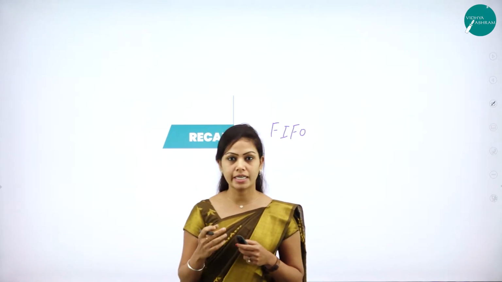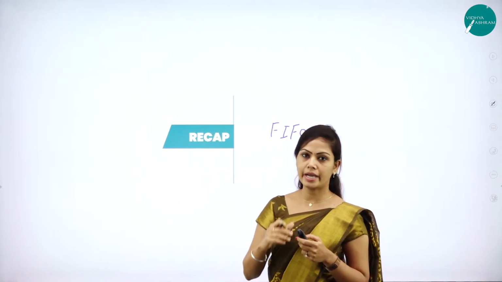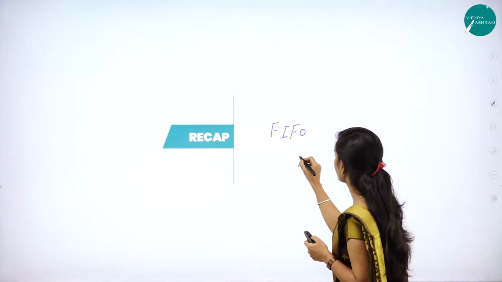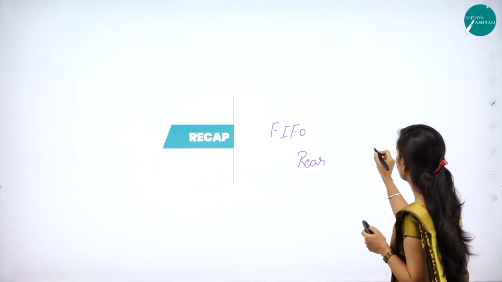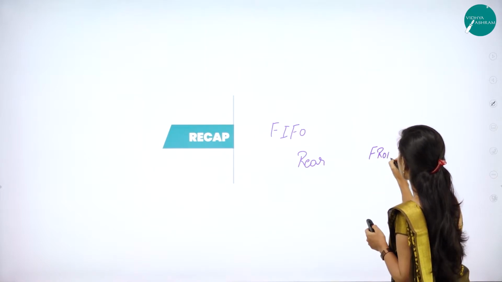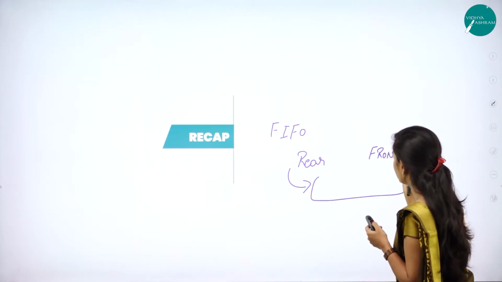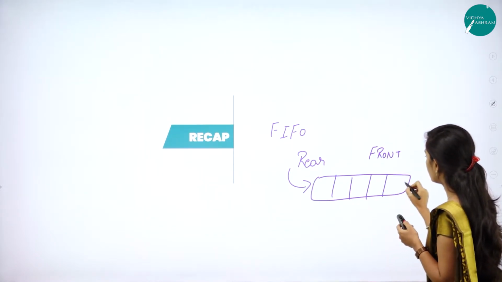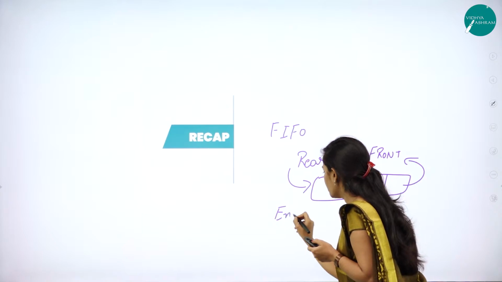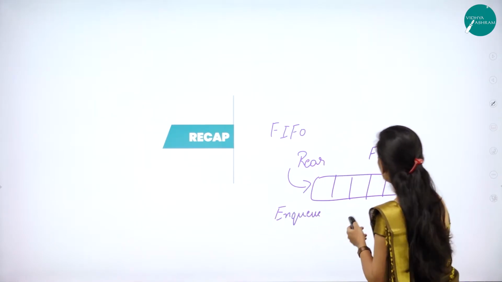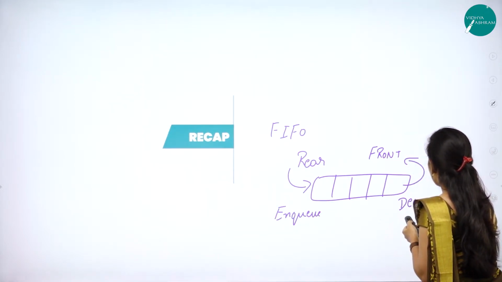Queue is a linear data structure. It follows the FIFO mechanism, and insertion takes place at one end called the rear end, and deletion takes place at the other end called the front end. This procedure is called NQ, and this procedure of removing an element is called the DQ mechanism.